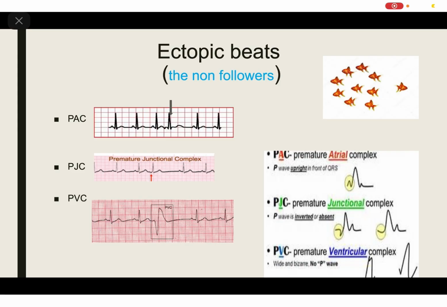PJCs, or premature junctional complexes. So it's just a beat that somebody decided to do when they weren't supposed to, and it came from the junction. PVCs, or premature ventricular contractions, are massive. They're ugly. I mean, just look at that thing on the very bottom. And they just decided to do it randomly with no permission from the SA node. And any more than 3 of these PVCs run together, we've got a run of VTAC. So we don't want these PVCs.